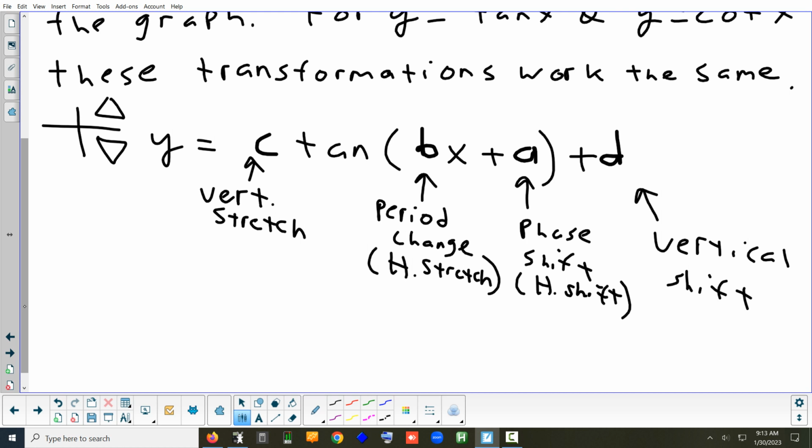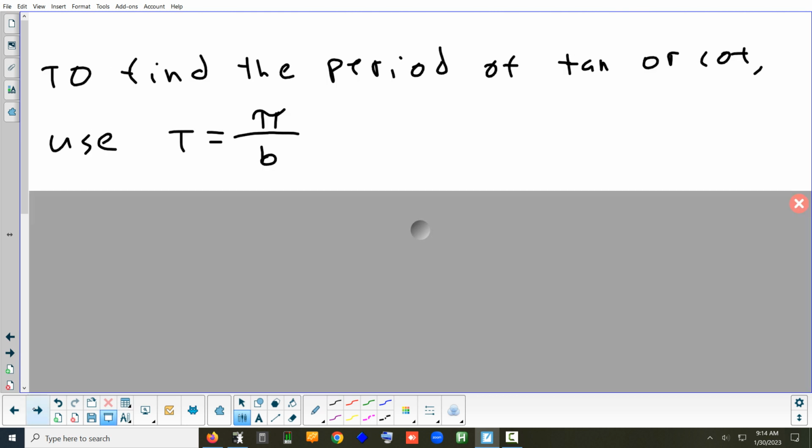Okay, so any questions on what the A, B, C, or D do? Is that vertical stretch for C the same thing as amplitude, or is that different? Well, the thing with tangent or cotangent, when you talk about amplitude, you're talking about how high and low something goes. Tangent and cotangent go up and down forever. So their amplitude is really infinite. So they don't really talk about amplitude with these kinds of graphs. Amplitude makes more sense when there's a definite high and a low, but a high and low here is infinite.